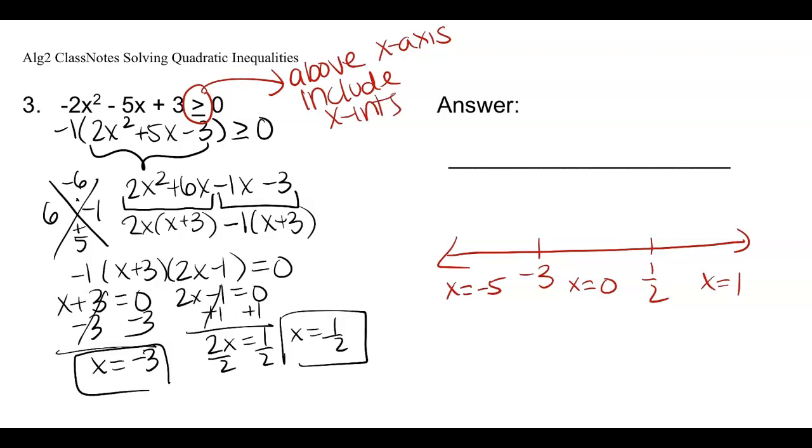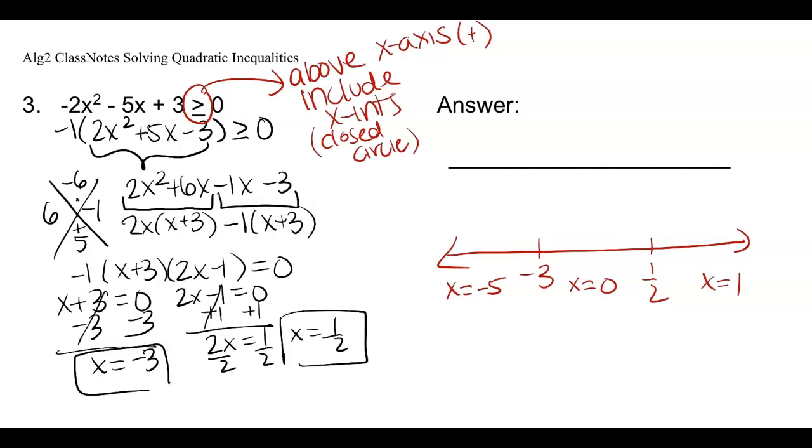So on this graph, I want values that are above the x-axis. Well, what does that mean? That means that all of the answers we want should be above. They're positive. The next thing we want to look for is including x-intercepts. So if we want to include x-intercepts, we need to use a closed circle.